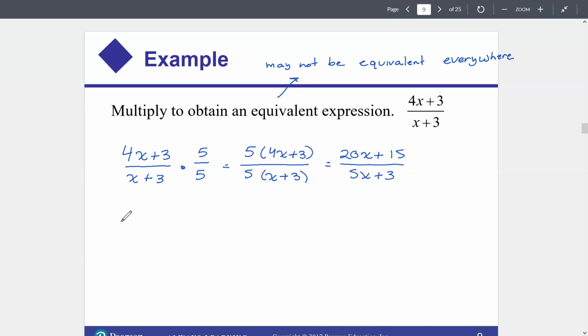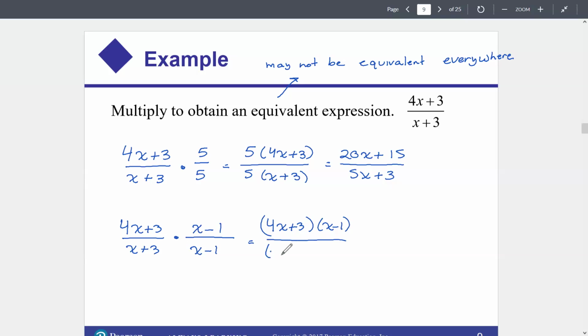Another thing that we could do is take 4x plus 3 over x plus 3, and in this case, I can multiply the top and bottom by, like I said, it just has to be the same polynomial, maybe x minus 1. So I'd have 4x plus 3 multiplied by x minus 1. And then on the bottom, I multiply the two together. So I have x plus 3 multiplied by x minus 1. Like I said, just multiply across the top and across the bottom.